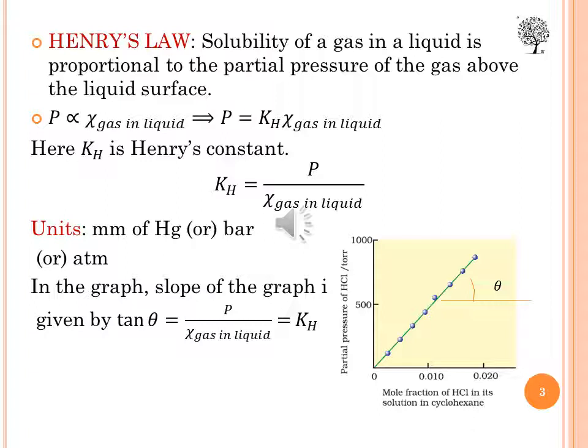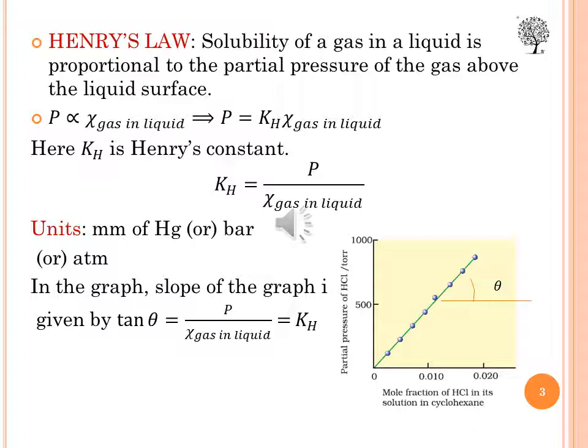Henry's law. What does Henry's law say? The solubility of a gas in a liquid is proportional to the partial pressure of the gas above the liquid surface. Now solubility I can measure in terms of mole fraction. So the mole fraction of gas in the liquid and the partial pressure of the gas above the liquid, both of them will be proportional. So we have written P is proportional to mole fraction of gas in the liquid.